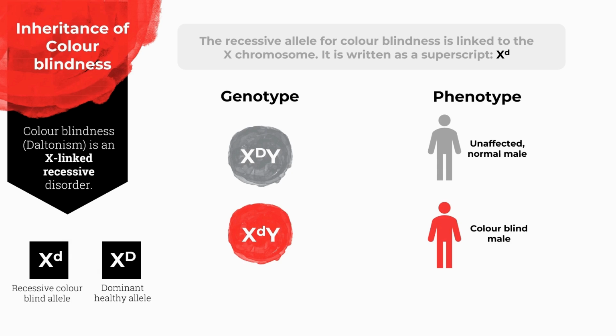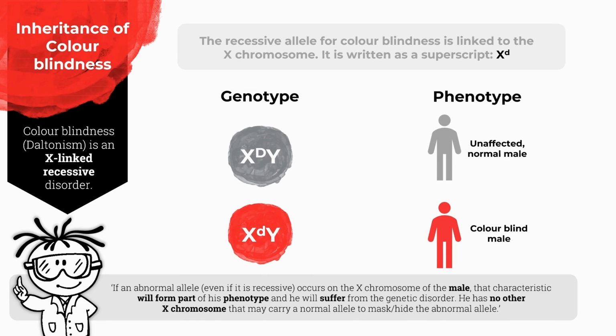Sex-linked disorders occur more often in males than in females, as males have only one X chromosome. Here you can see that if the X chromosome has a dominant normal allele linked to it, the male will be unaffected by color blindness. But if the X chromosome has a recessive allele linked to it, the male will be colorblind. So if an abnormal allele, even if it is recessive, occurs on the X chromosome of the male, that characteristic will form part of his phenotype, and he will suffer from the genetic disorder. He has no other X chromosome that may carry a normal allele to mask or hide the abnormal one.